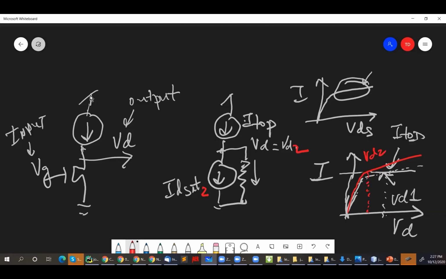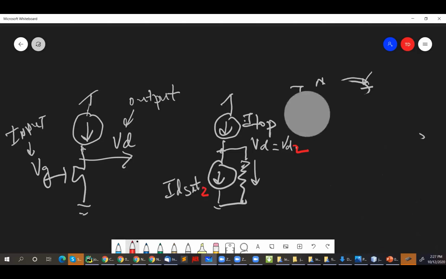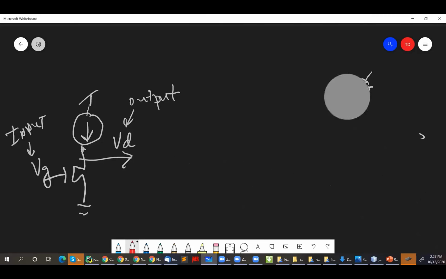Okay, does that help? All right, so that's what you can do if you want to compute where the voltage VD would sit when you have a set VG value. Okay, now let's look at the gain of the transistor. So let's go back to the thing. Okay, so what is gain?